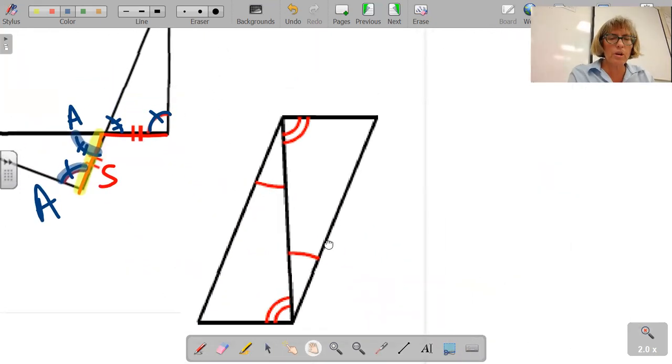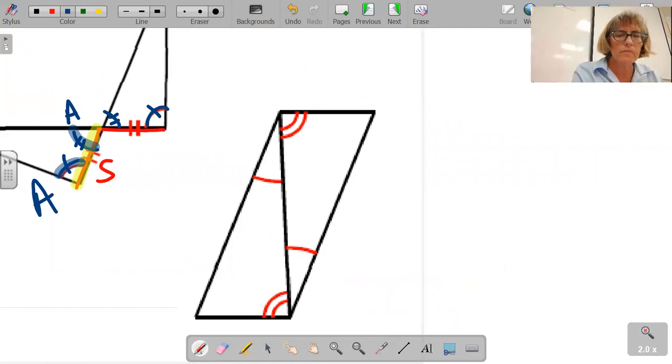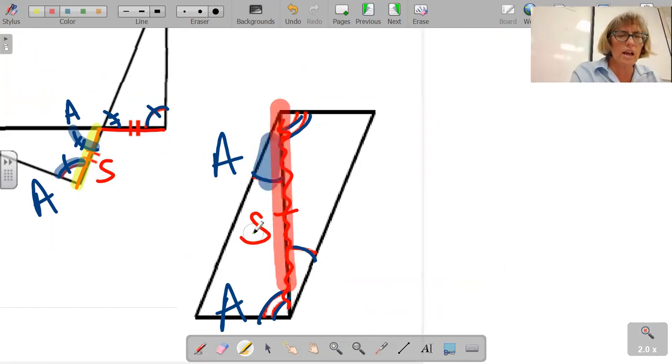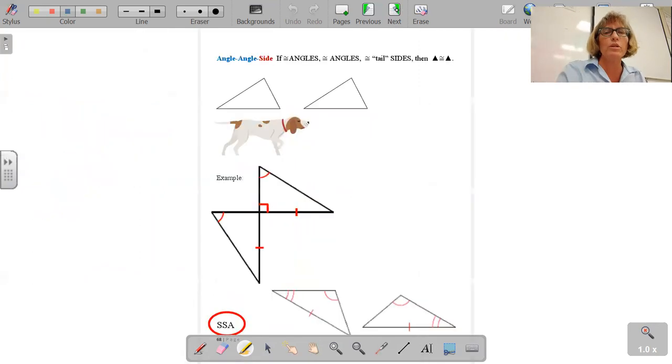Here would be an example here. I have a pair of angles, another pair of angles, and then we would have a reflexive side. So this would read an angle, a side, and another distinct angle. That's a hamburger. Angle, side, angle. These are shortcuts. So if this minimal of three things are congruent, then everything else has to be congruent.